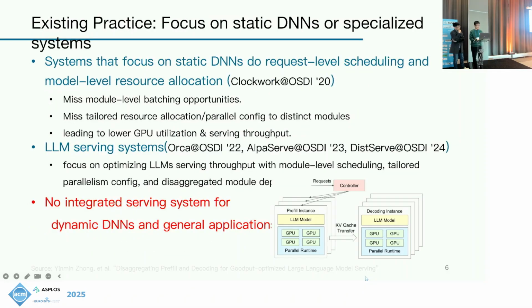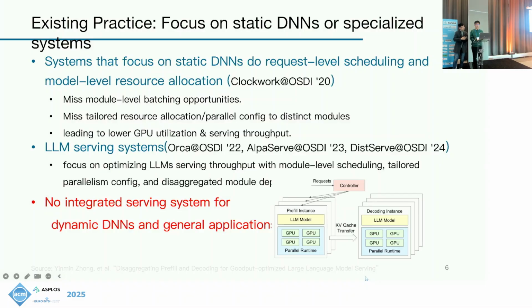The existing serving systems can be divided into two categories. The first category is the systems that focus on static DNNs. They do request-level scheduling, request-level batching policy, and model-level resource allocation. For example, one typical system is Clockwork at OSDI 20. These systems do not support module-level scheduling, or we say iteration-level scheduling, and thus miss small batching opportunities. What's more, they do not conduct resource allocation or parallel configuration for different distinct modules, which leads to lower GPU utilization, or we say lower throughput.